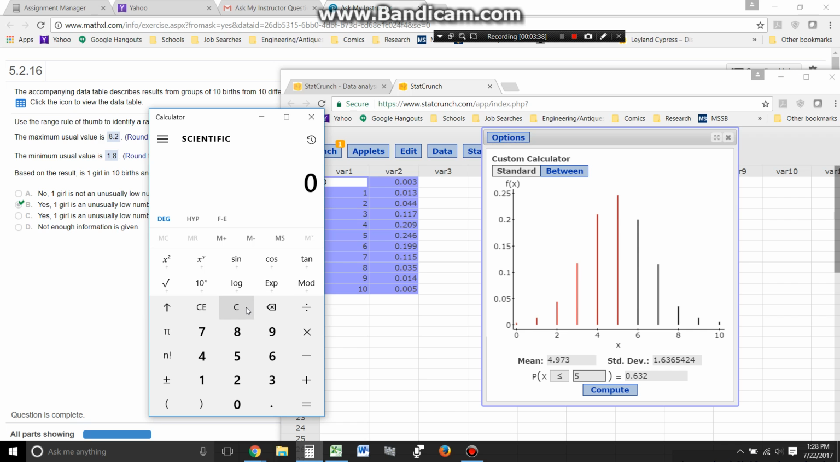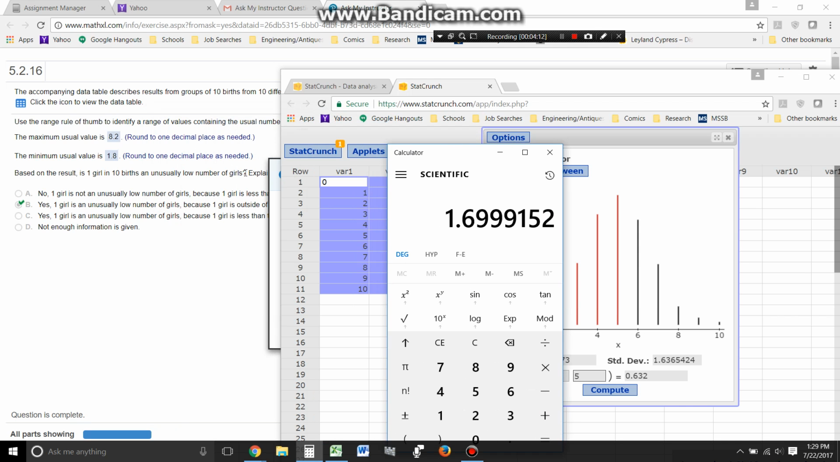And then the minimum is just going to be 4.937 minus 2 times 1.6365424. And that gives me 1.699, which is 1.7. And you see here they had 1.8. So I may have had some round off error here. Let me try this one more time. Minus 2 times 1.6365424. Yep, so it looks like 1.7, 1.8 is going to be the answer for this response.